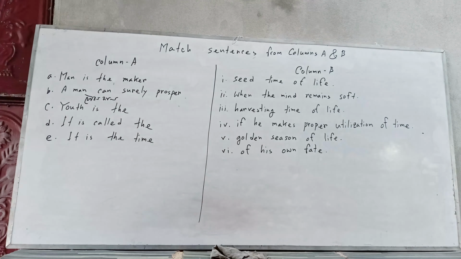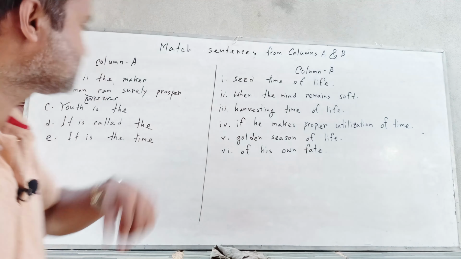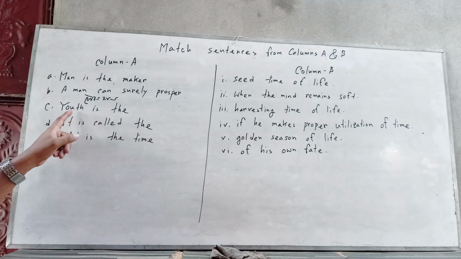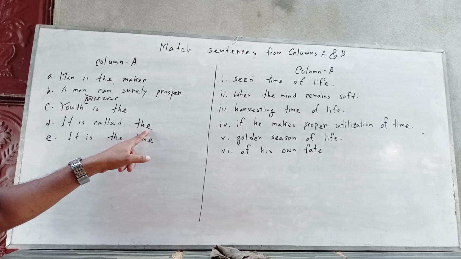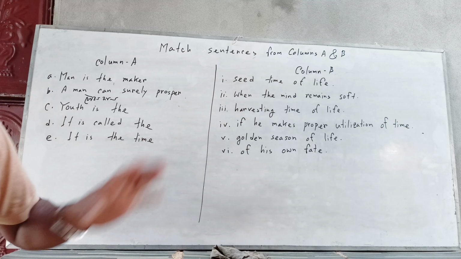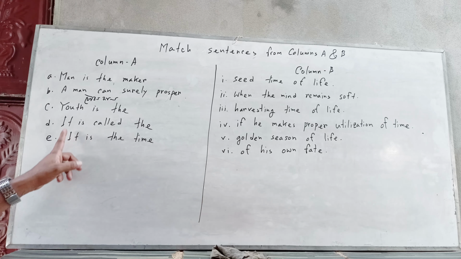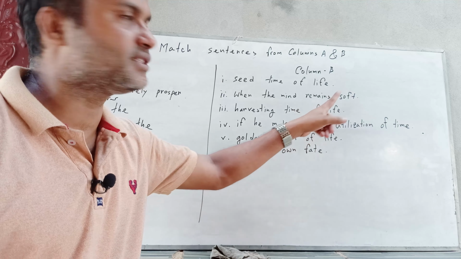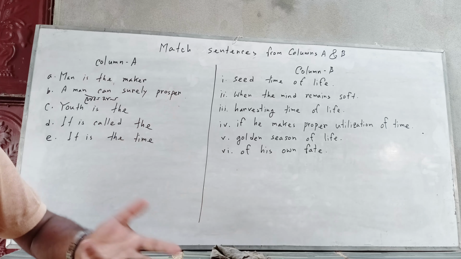Okay. Nusrat, tell me, all the students, firstly: first of all, man is the maker of his own fate. Next one: a man can surely prosper if he makes proper utilization of time. Next one: youth is the best golden season of life. Next one: it is called the seed time of life. So this is the best time. You can seed, you can plant, you can do something new. Next one: it is the time when the mind remains soft.